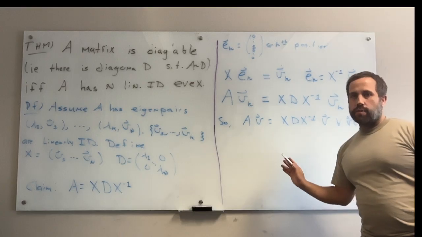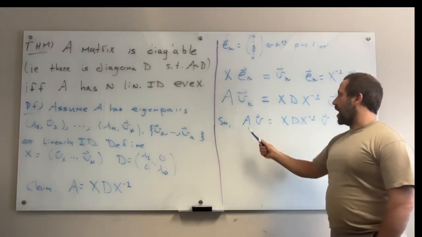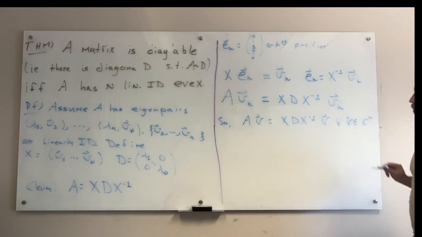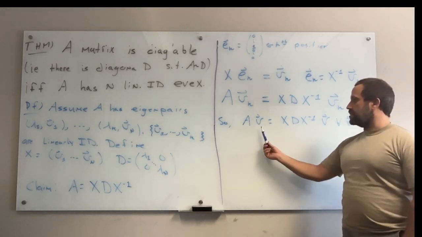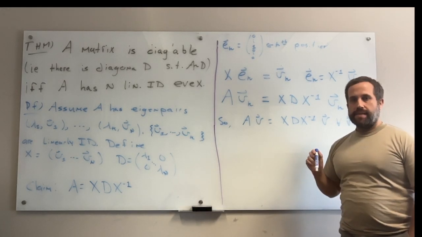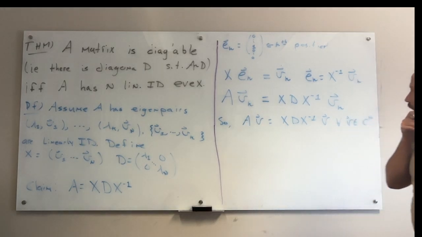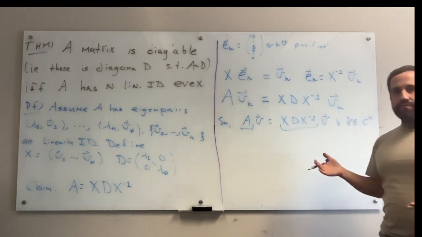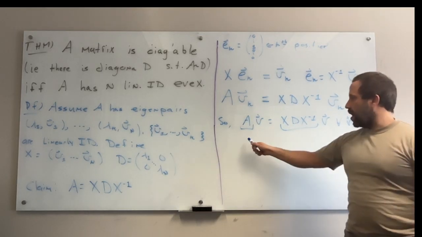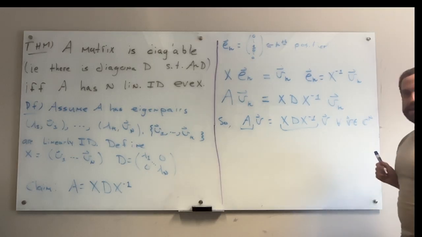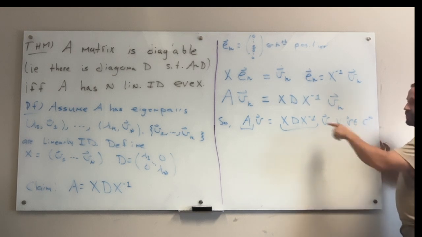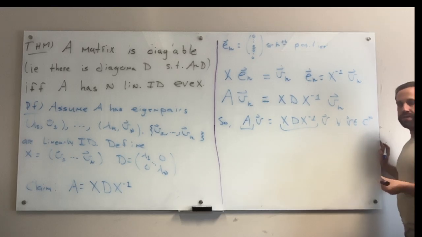Okay, so why is that? I'm saying if A times Vk is equal to X D X inverse times Vk for all vectors in a basis, then that's going to be true for all vectors in Cn, simply because we can decompose V in terms of the Vk. Now what this means is these two matrices are equal to each other. What does it mean for two matrices to be equal? If this equality is true for all vectors in Cn, then the matrices are equal. That's one of the things it means for two matrices to be equal.